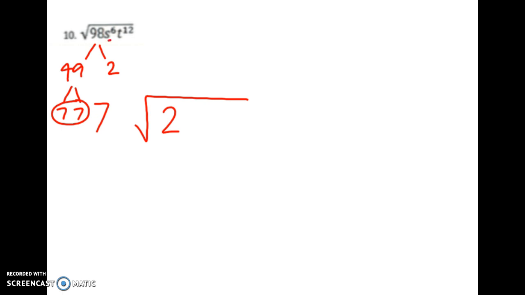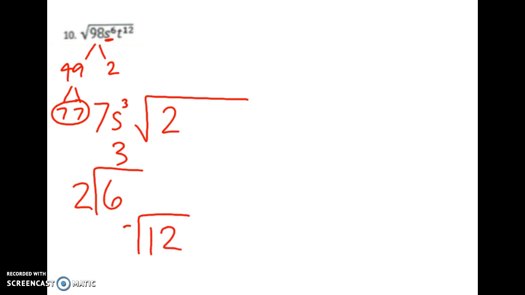So let's look at our s's. Our power is 6, and our index is 2. 6 divided by 2 is 3, so we can factor out an s cubed. And there's no remainder, so nothing stays inside. Same with our t. We have t to the 12th power, so we're going to take 12 and divide that by 2. And we get 6 this time with no remainder. So we're able to take t to the 6 out. And there's nothing inside; the square root of 2 is by itself.